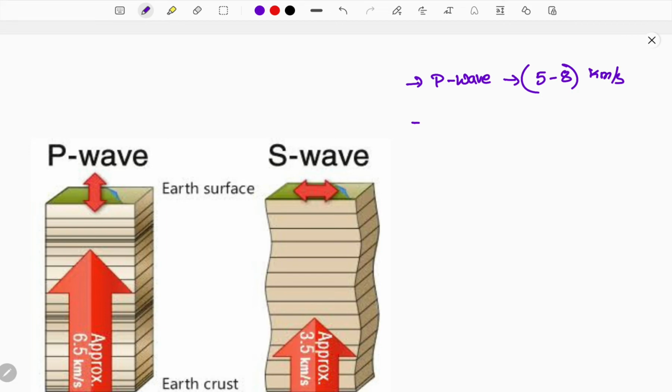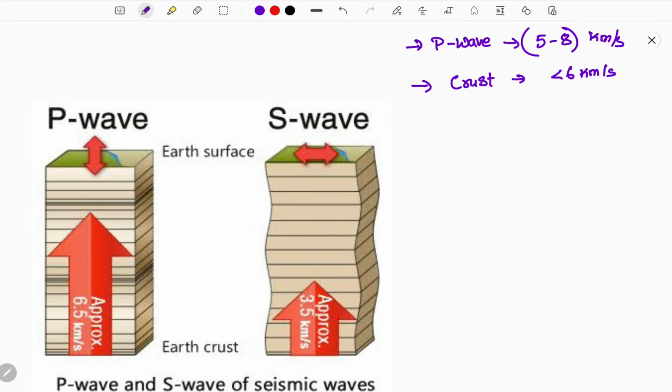But if you want precise, exact data, then you need to know this. Considering the Earth's interior, the waves travel at different speeds. In the crust, the P wave speed is less than 6 kilometers per second. And if you consider the lower mantle, which is much denser, the speed will be around 13.5 kilometers per second.